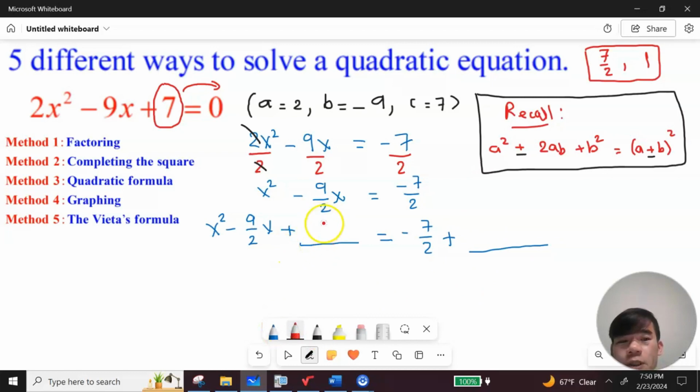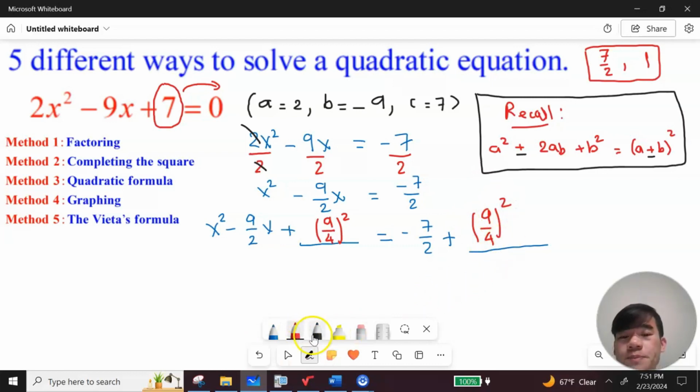In order to fill in a blank right here, you take the coefficient of s, which is 9 over 2. You divide by 2 and then you square. So 9 over 2 divided by 2 is 9 over 4. You put 9 over 4 squared. You just add 9 over 4 squared on the left hand side. You need to do the same thing on the right hand side, so that the equation does not change at all. So the right hand side should be 9 over 4 squared.